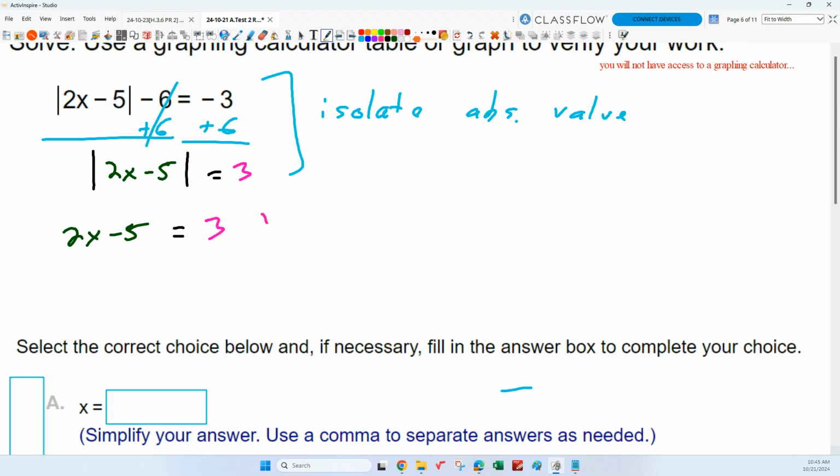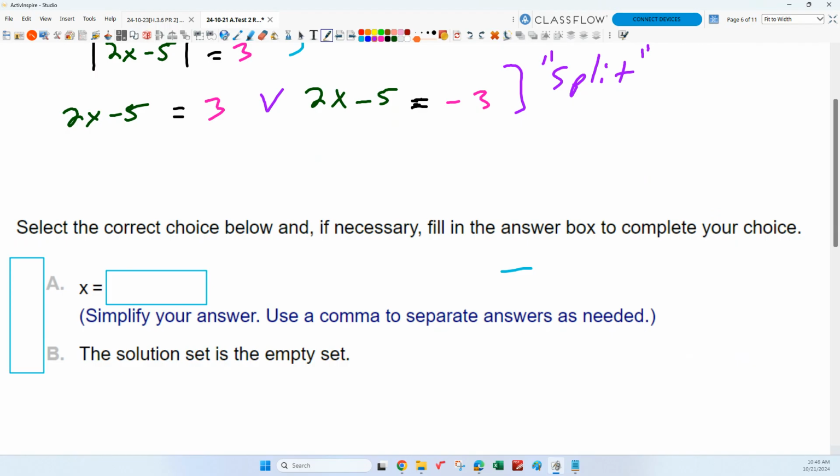Or what's inside could equal what? Negative 3. It's either going to equal the positive outside number or the negative outside number. So what do we call that step? Well, that is split the absolute value equation into two regular equations. And what's the last part? Solve. Just solve those, which is really easy. What are the two steps to isolate x?